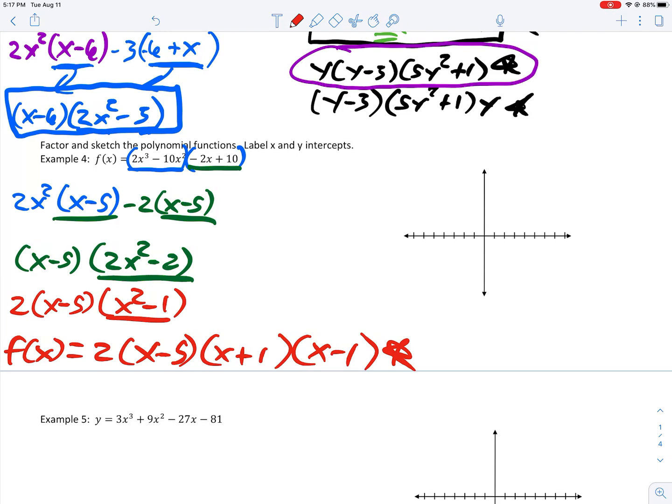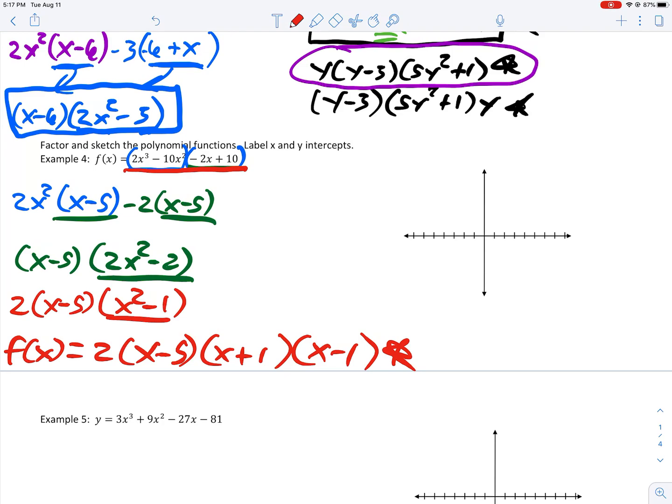That's in factored form. What we started with was standard form. Just like we did in section 3.4. We have to go from standard form to factored form. There's different ways to do that. Regular traditional factoring and now factoring by grouping. Those are our 2 ways to try to get it to factored form.